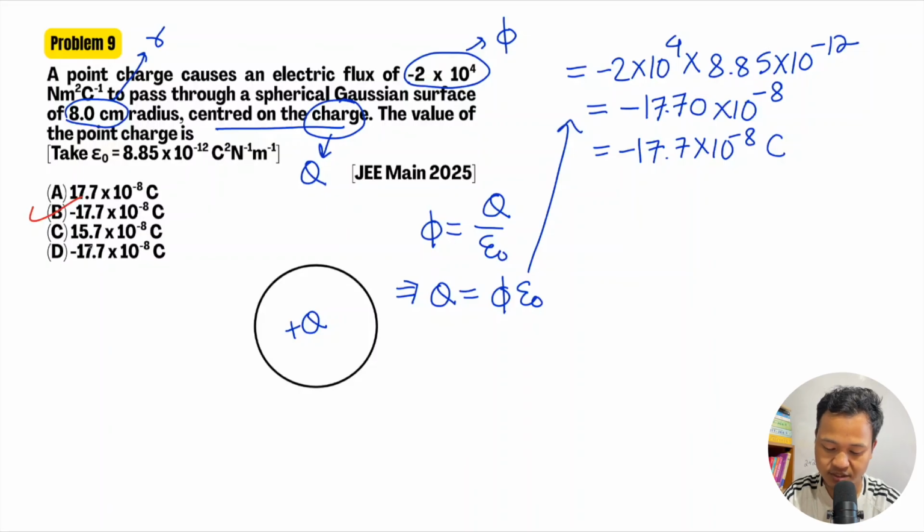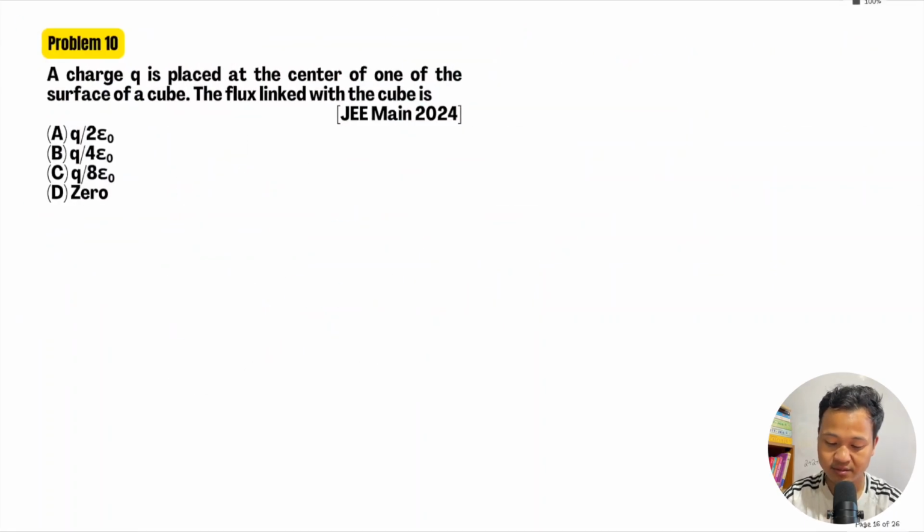Okay, cut penny 15. So I have made a mistake. So this is 15. Okay, then next problem. A charge q is placed at the center of one of the surfaces of a cube. The flux linked with the cube is?